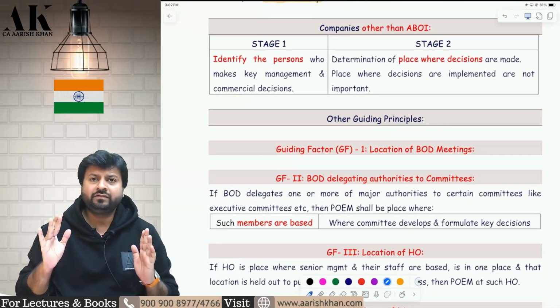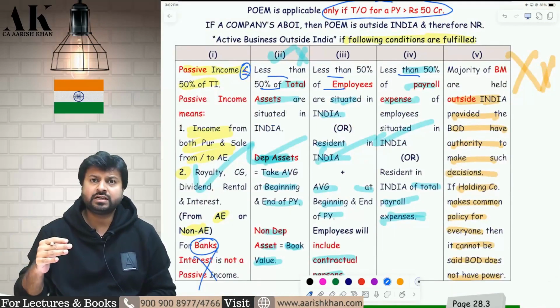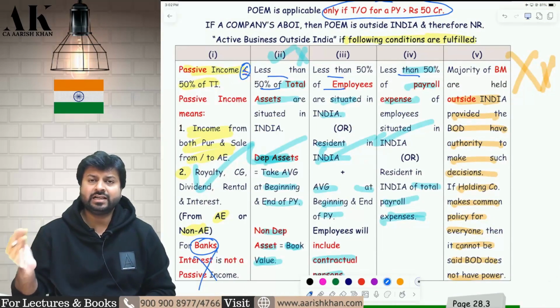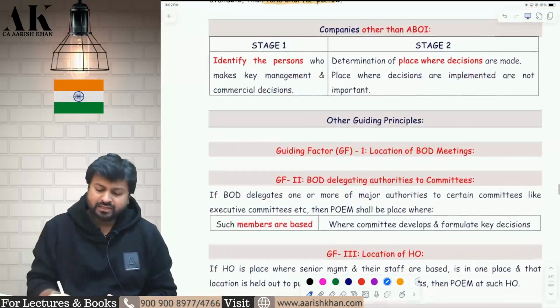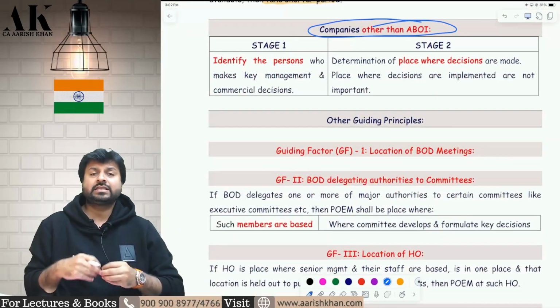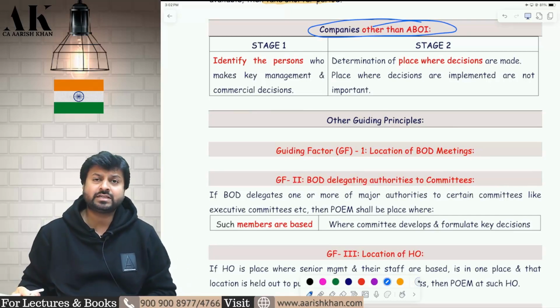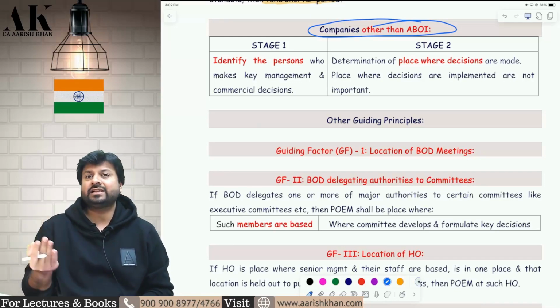Now, if you fulfill all the conditions given over here, then your POEM is outside India. If your POEM is outside India, then you are non-resident in India. But if you violate any of the conditions, then you need to come to the second case, that is companies other than ABOI. It means the companies who do not fulfill the active business outside India condition, then what has to be done in that case? Then there are multiple conditions that the government has given.